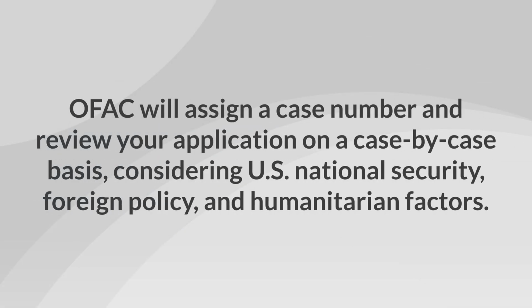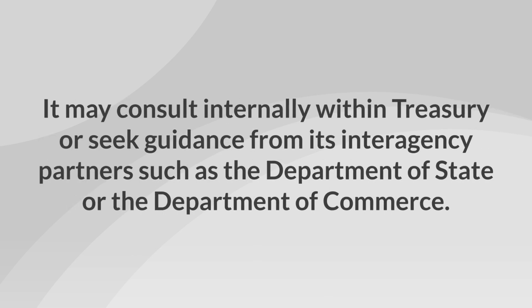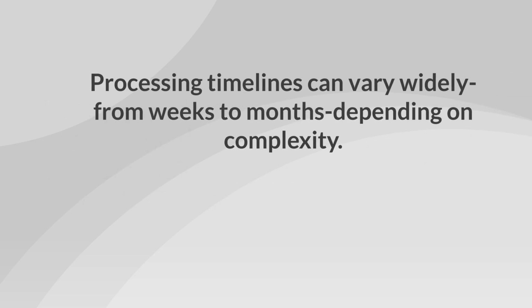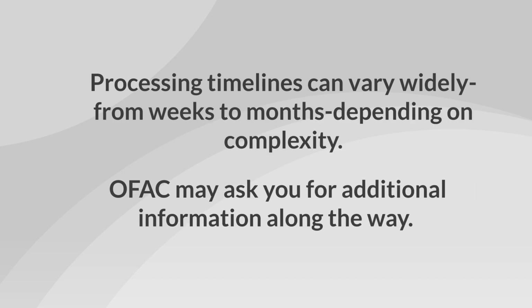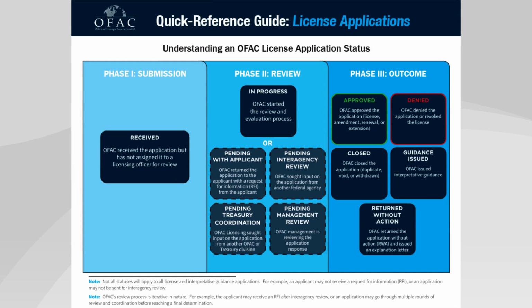OFAC will assign a case number and review your application on a case-by-case basis, considering U.S. national security, foreign policy, and humanitarian factors. It may consult internally within Treasury or seek guidance from its interagency partners, such as the Department of State or the Department of Commerce. Processing timelines can vary widely, from weeks to months, depending on complexity, and OFAC may ask you for additional information along the way. OFAC's quick reference guide on its website explains that applications move through stages like received, in review, and final outcomes such as approved, returned without action, or denied.